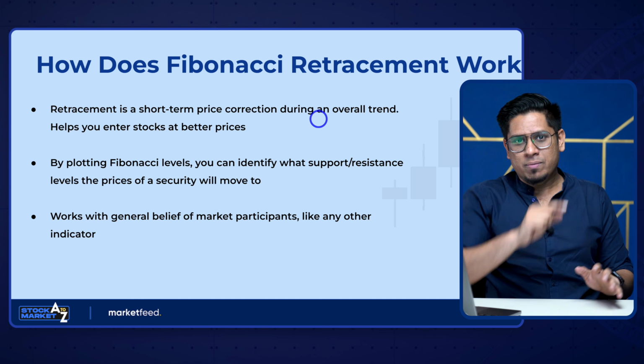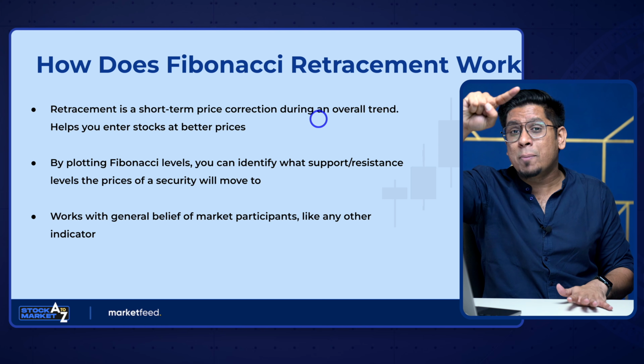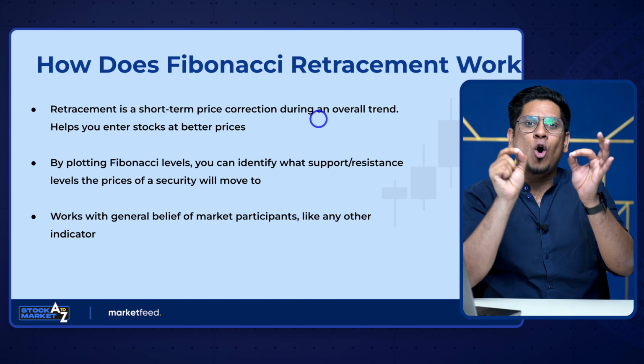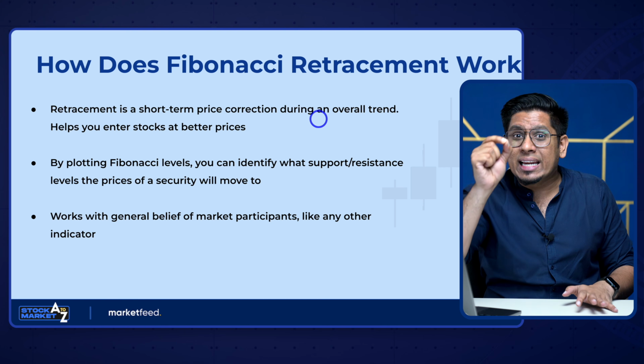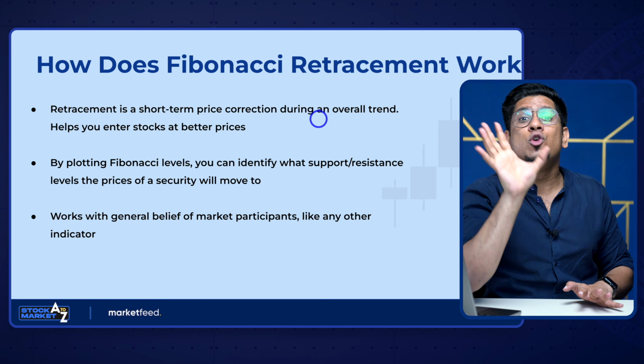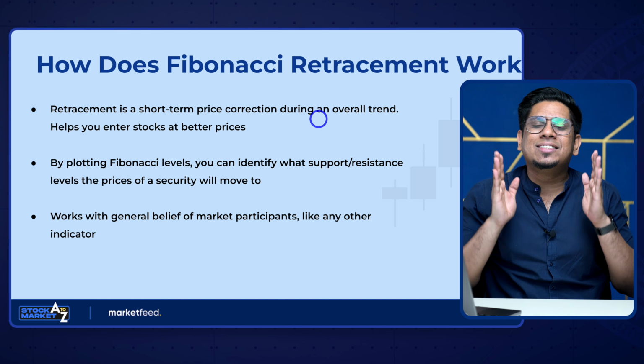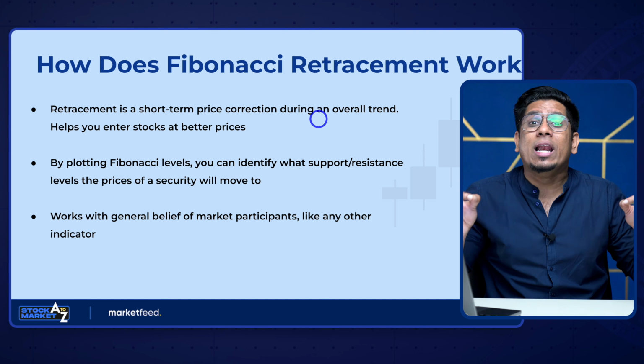Say there is an uptrend. There is a first up move, then there is a retracement, then there is another up move, and then there is a retracement. What if you can know where the retracement will end and where the next leg of the rally will start? What if you know that point? You can buy there, you can make good money, and that's exactly what Fibonacci retracement will help you do.